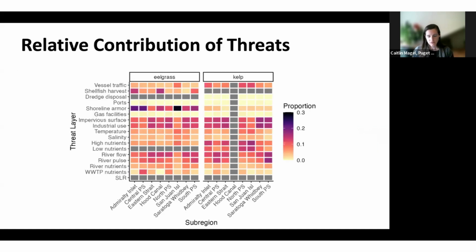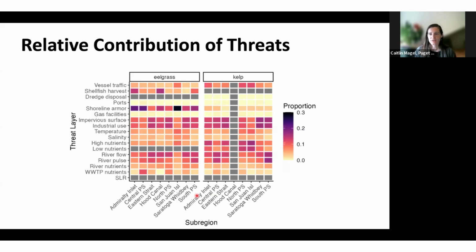Another way that we can evaluate these threats is to look at the relative contribution of each threat layer to total risk. So this is the proportion of risk contributed from each of the threat layers divided by taxa. So eelgrass is on the left and kelp is on the right. And then by subregion within those two taxa along the bottom. The yellows here indicate a fairly low contribution of that threat layer, and the purple, almost black color indicates a high contribution of that threat.